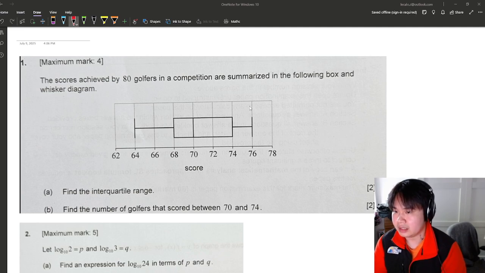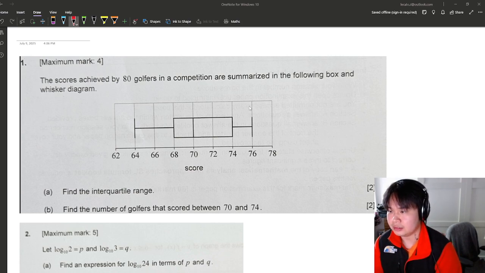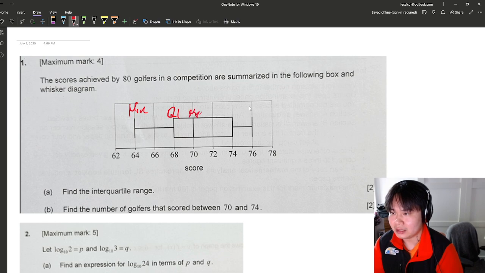This is an SL question that didn't appear, but we have a box and whisker plot of 80 golfers. Find the IQR, so interquartile range. For those that don't know, but I guess if you're writing a paper at this point you should. This is the min. This is the first quartile. This is the median. This is Q3. And then this is the max.